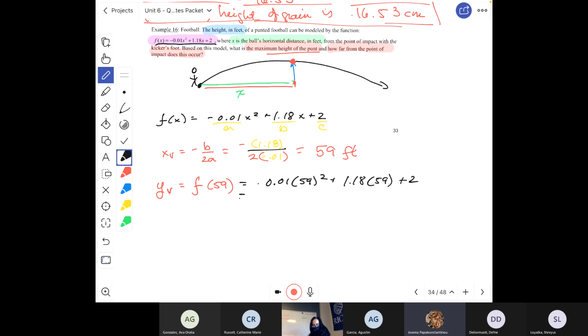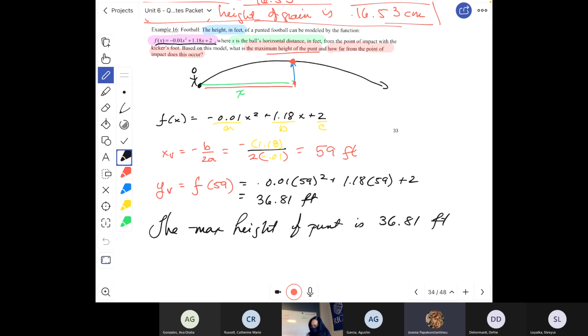And what is the maximum height? Beautiful. So I would say the max height of the punt is 36.81 feet, and it occurs 59 feet from impact.